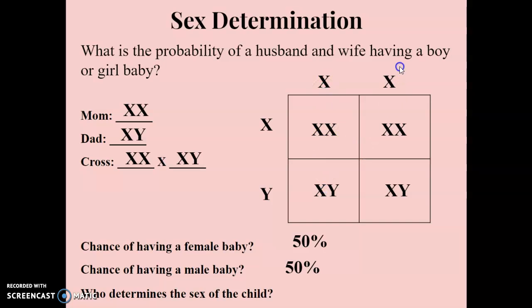You can see that mom is always going to give an X in her eggs. So each of her eggs has an X in it because that's all mom has. She cannot give anything but an X. But the male can give either an X or a Y, which means he can have sperm with X's in it or sperm with Y's in it after meiosis. And so he is actually the one that determines the sex of the child, depending on which sperm finds the egg first.